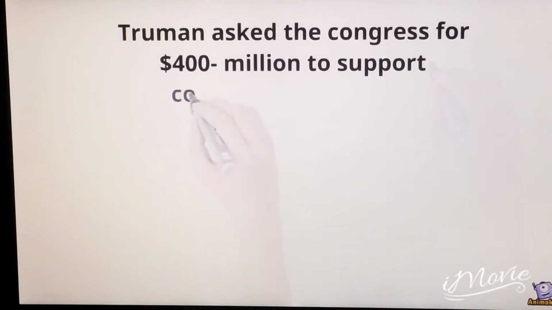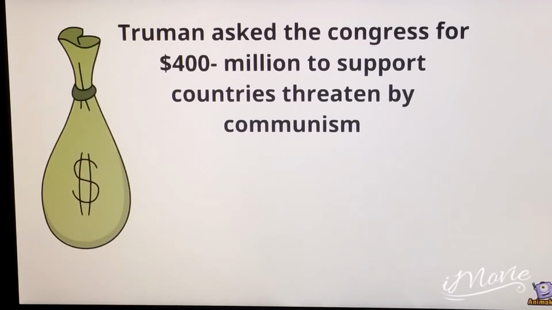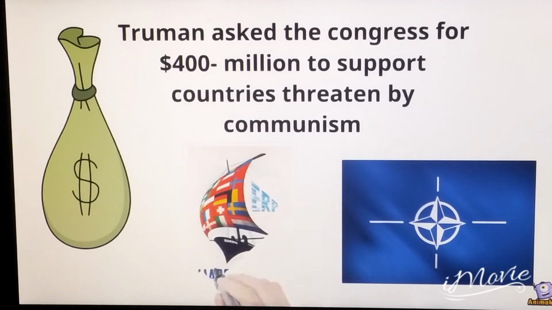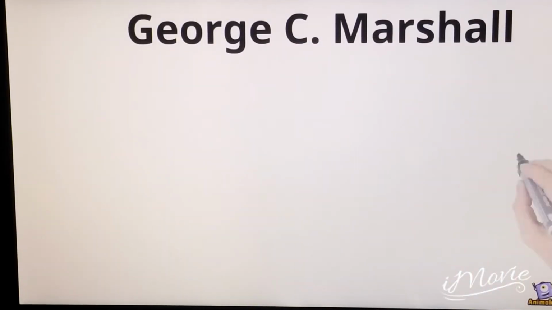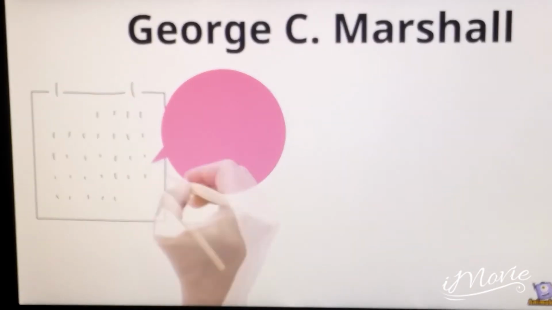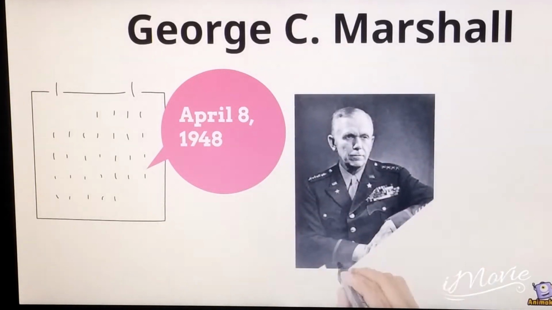Truman asked the Congress to authorize $400 million to support countries threatened by communism. The Truman Doctrine became the foundation of American foreign policy and led to the foundation of NATO and the Marshall Plan. A year later, on April 8, 1948, U.S. Secretary of State George C. Marshall created the Marshall Plan.